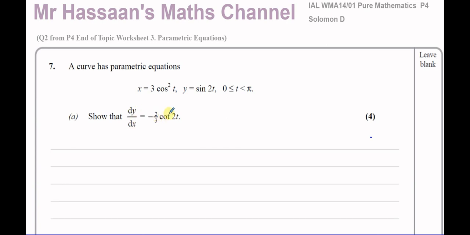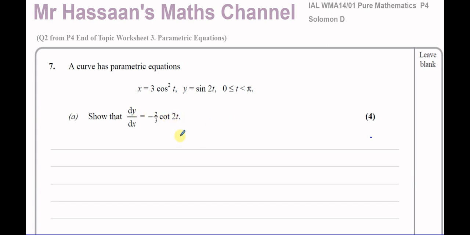So as we want to find dy/dx in terms of t, we need to differentiate using the chain rule, so our answer will be in terms of t. Normally when you get a parametric equation, that's the easiest way to find dy/dx, and your answer will always be in terms of t, because you differentiate x and y both with respect to t, which is the case here.